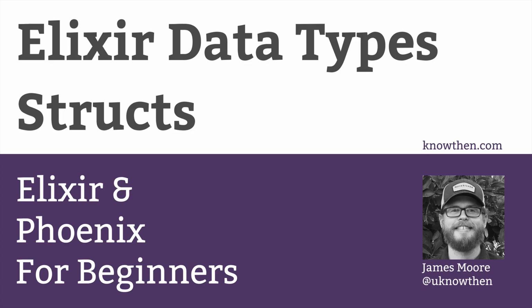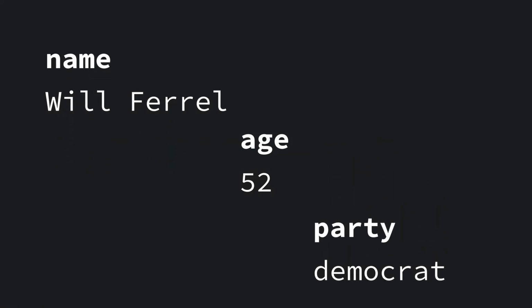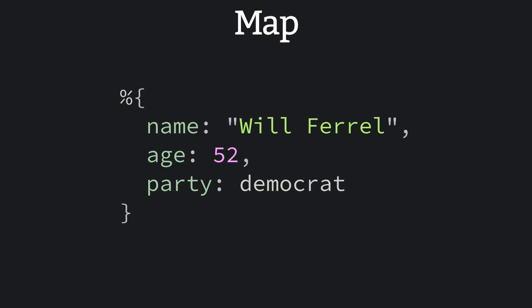Here's some raw data for a potential political candidate. So what data structure do you think we should use in Elixir to hold this information? Well, this is basically a set of key value pairs, so using a map, which is essentially a key value collection, would seem to be a natural choice.